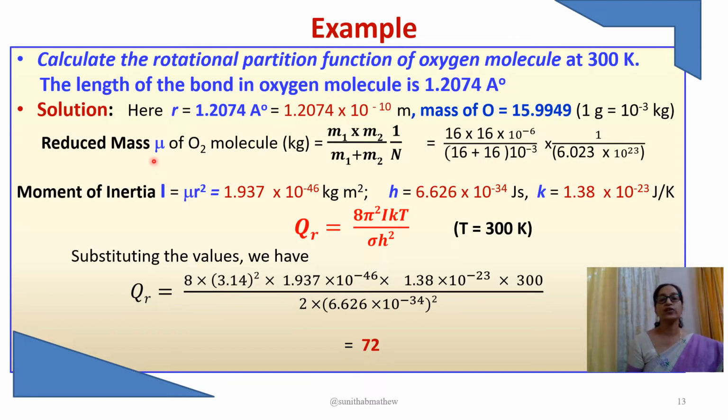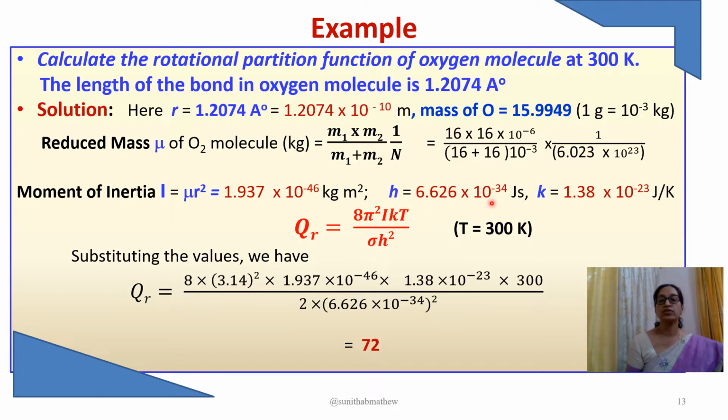So we can calculate the reduced mass of the oxygen molecule, m1 m2 divided by m1 + m2. We are taking 16 × 16 divided by 16 + 16, into 10^-3 converting it into kilograms, and then we divide it by 6.023 × 10^23. On calculating the moment of inertia by substituting the values of μ and r, we get I = 1.937 × 10^-46 kg m².